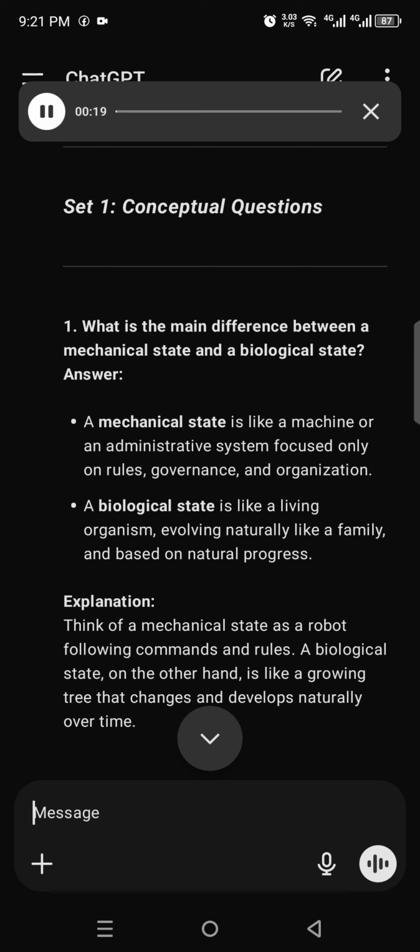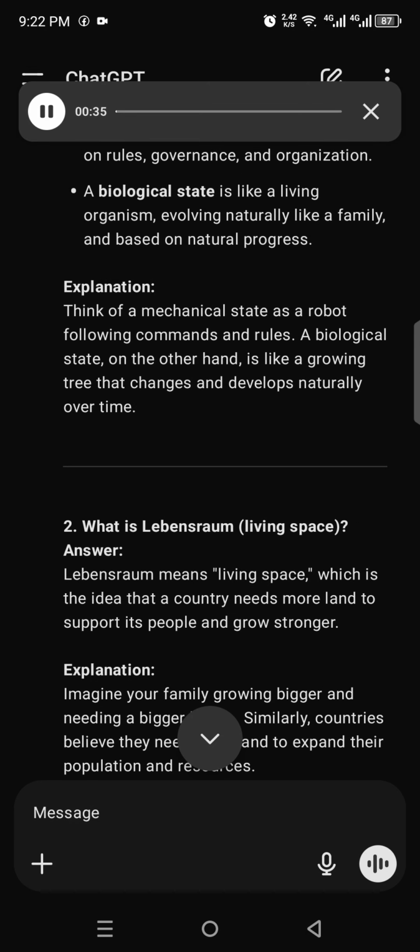1. What is the main difference between a mechanical state and a biological state? Answer. A mechanical state is like a machine or an administrative system focused only on rules, governance, and organization. A biological state is like a living organism, evolving naturally like a family and based on natural progress. Explanation. Think of a mechanical state as a robot following commands and rules.